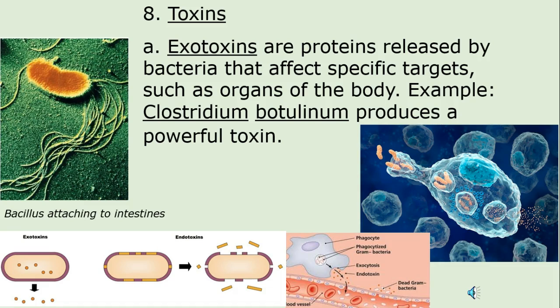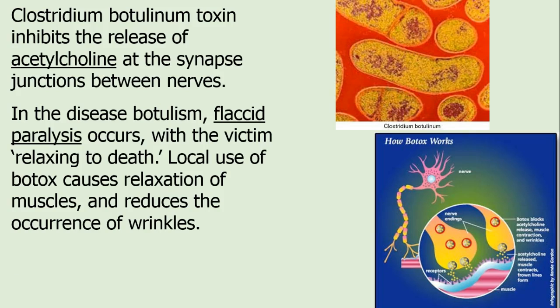Toxins. There's different types. Exotoxins. Most toxins are proteins, by the way. These exotoxins tend to affect certain organs of the body. One type of bacteria, Clostridium botulinum, I just call it C. botulinum, produces incredibly powerful toxins that cause flaccid paralysis. And they do this by binding up the synapse between nerves, and they're going to inhibit the release of acetylcholine. Acetylcholine is a natural neurotransmitter we find there, and C. botulinum is going to mess with that, and so we kind of relax to death.